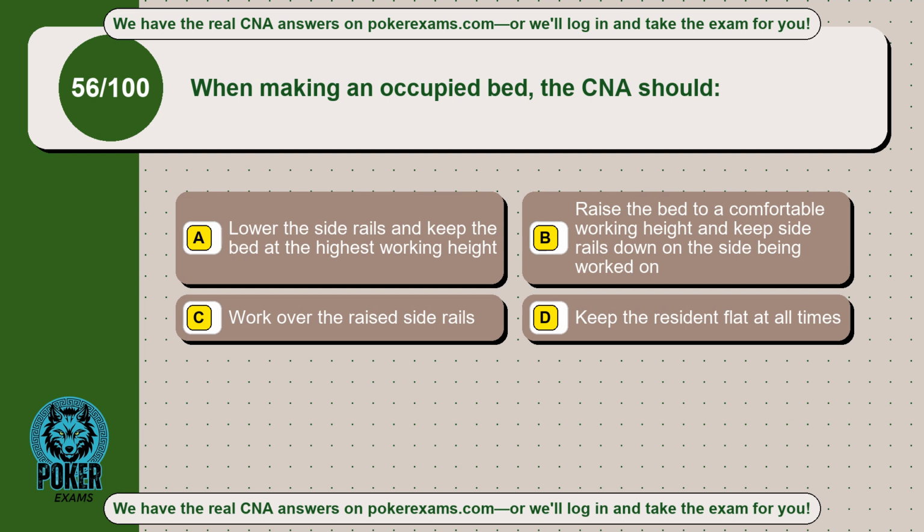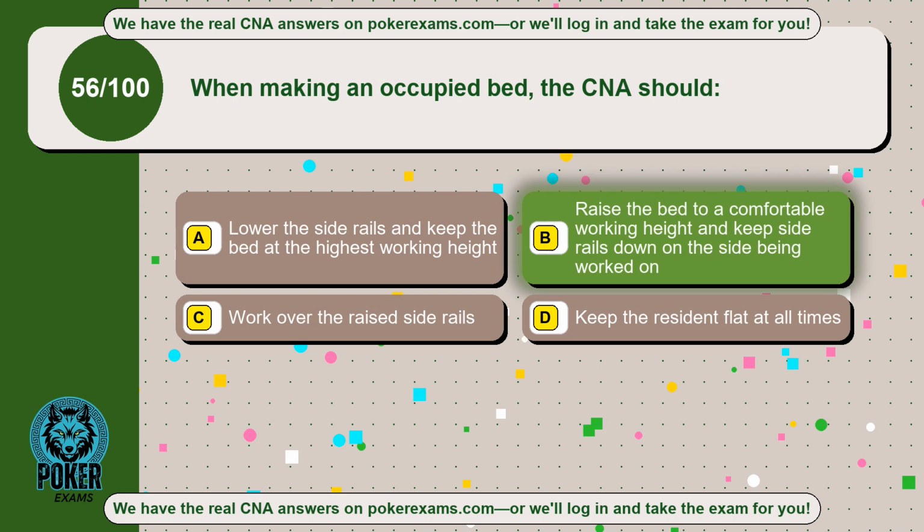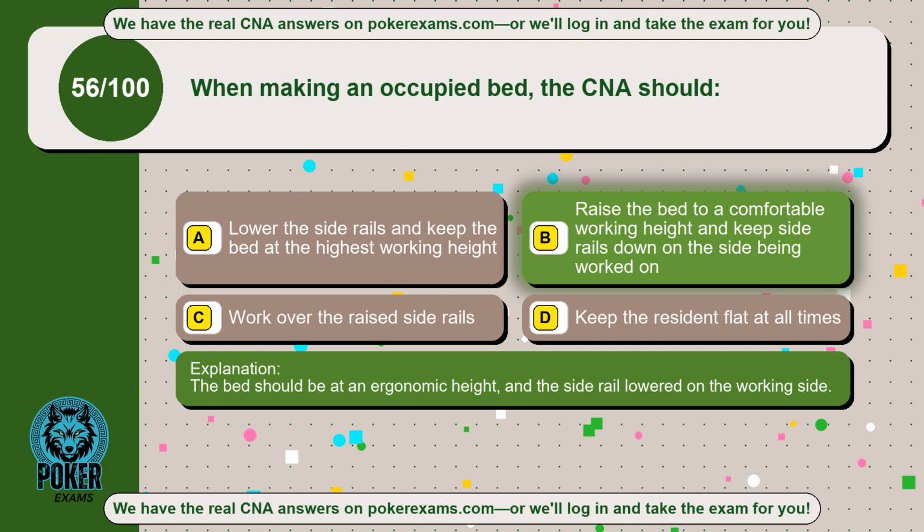Question 56. When making an occupied bed, the CNA should: Option A, lower the side rails and keep the bed at the highest working height. Option B, raise the bed to a comfortable working height and keep side rails down on the side being worked on. Option C, work over the raised side rails. Option D, keep the resident flat at all times. The correct answer is option B. Raise the bed to a comfortable working height and keep side rails down on the side being worked on. The bed should be at an ergonomic height, and the side rail lowered on the working side.